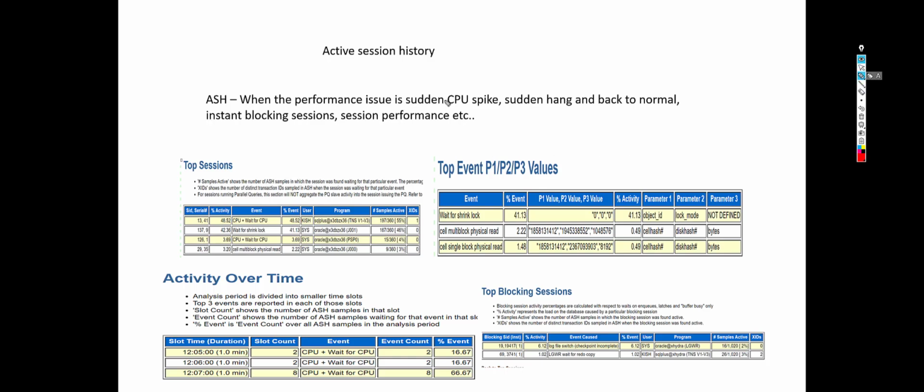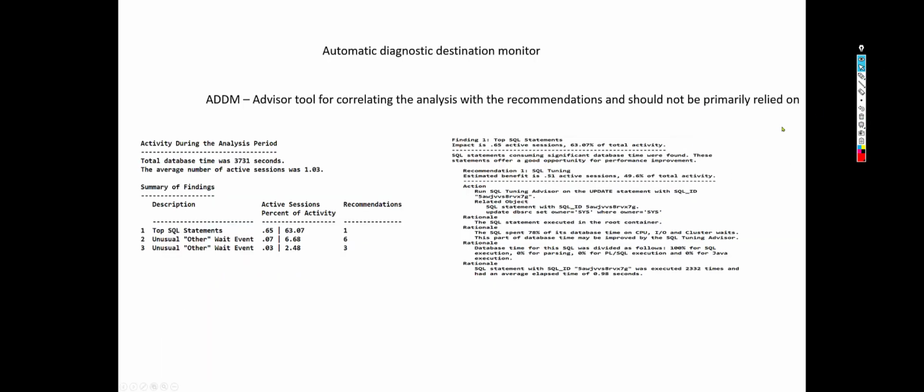And let us see ASH. We use it when the performance issue is a sudden CPU spike, a sudden hang that goes back to normal, and also instant blocking sessions and session performance. Whatever active session-level details we need, we can get in the ASH report. So these are all the sample sections as part of ASH. And also ADDM.